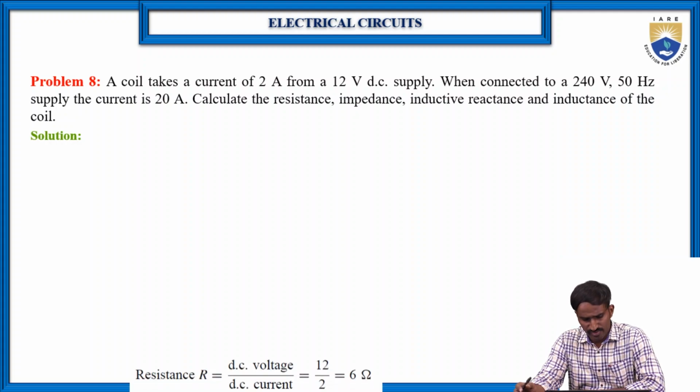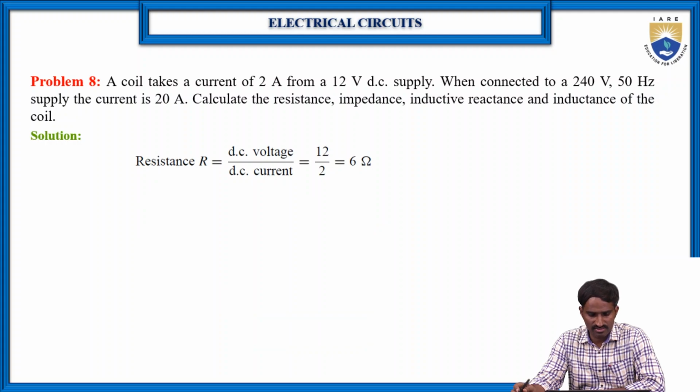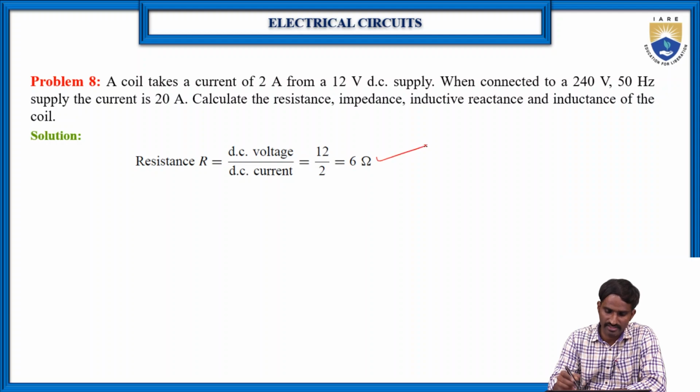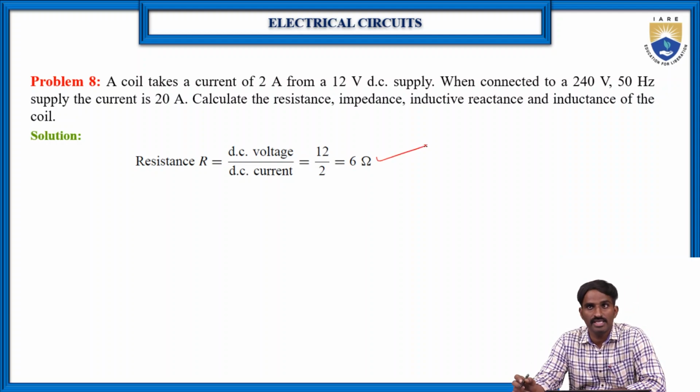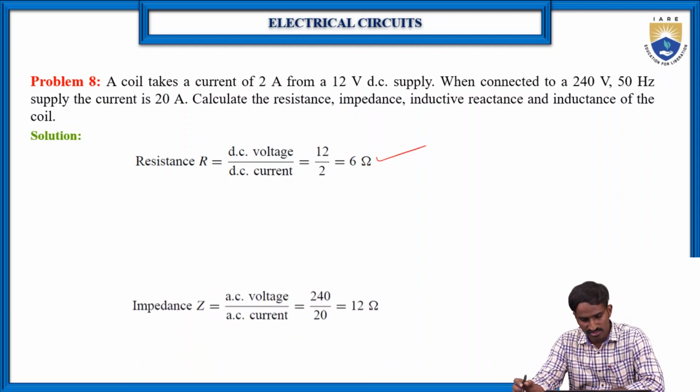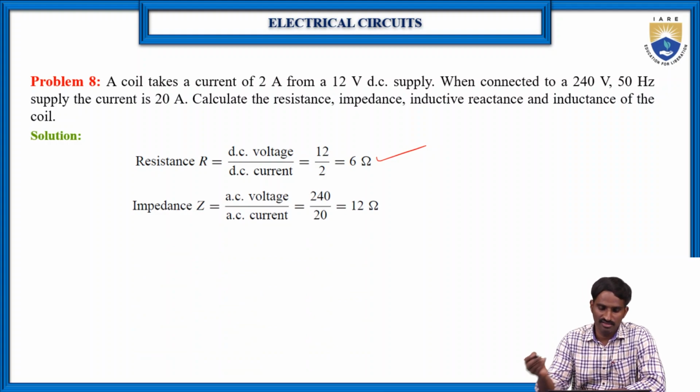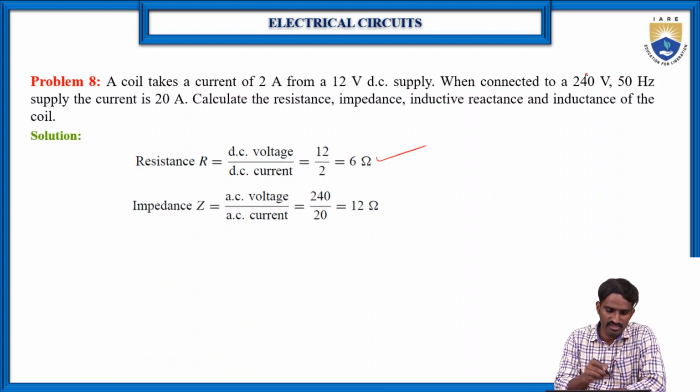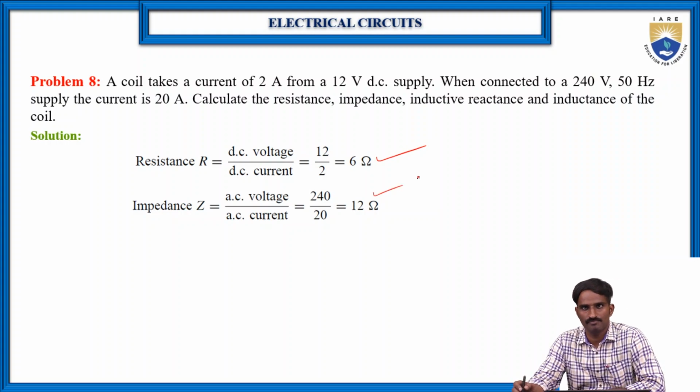Okay, so first of all, resistance R is equal to the DC voltage by DC current. What is the DC voltage that they have given? 12 volts and 2 amperes. So we have calculated the resistance, R is 6 ohms. Then impedance. Impedance means AC voltage by AC current, right? So AC voltage 240 that they have given, AC current 20 amperes that they have given, then impedance Z is equal to 12 ohms.